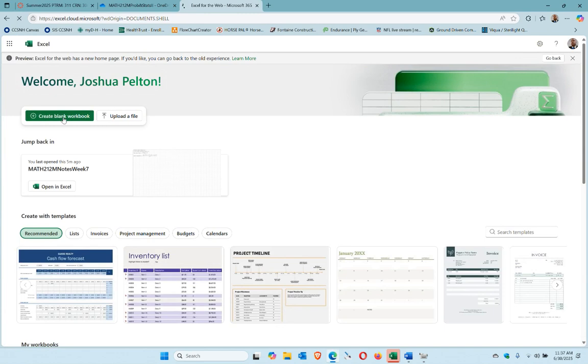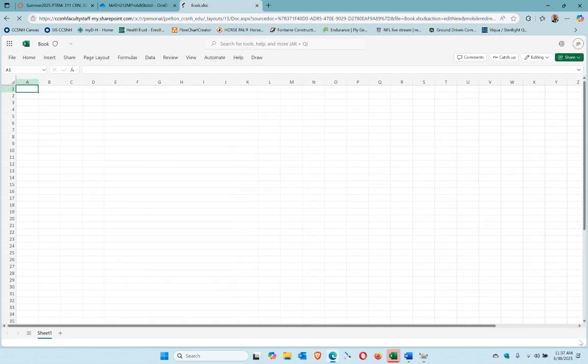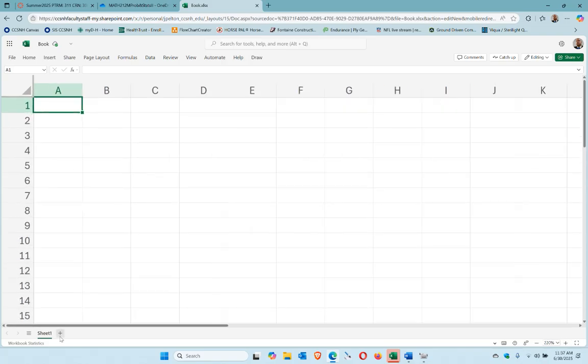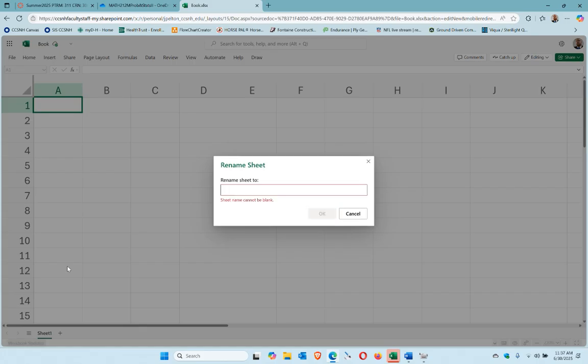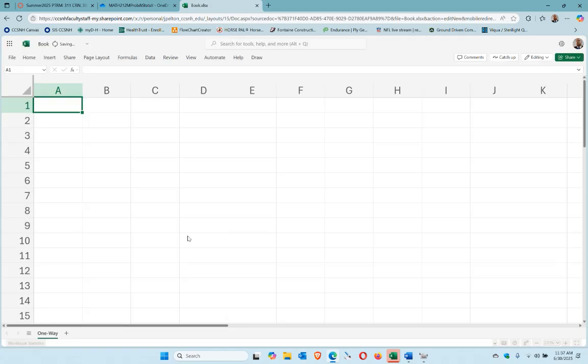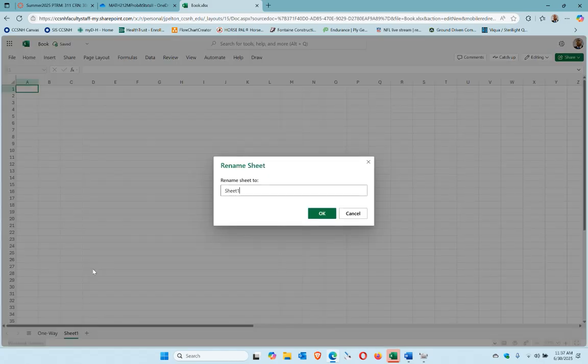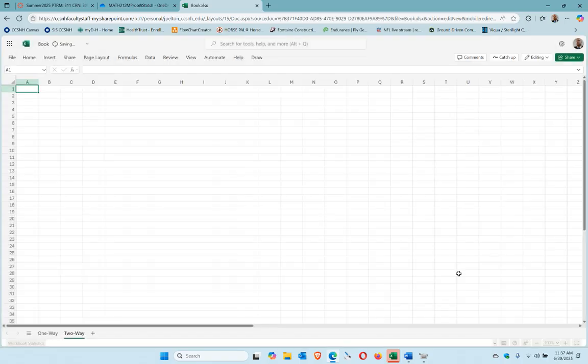Create a blank one. Okay, so we'll right click down here and we'll rename this one "one way." The other one will be "two way," which will be the second video.